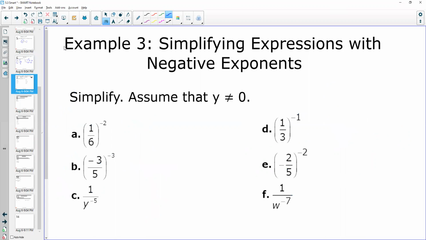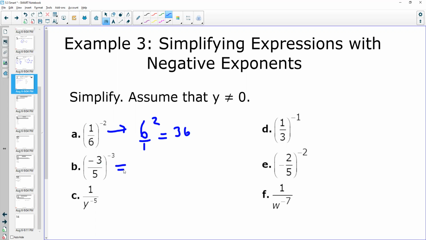So when things get a little more complicated and it's already in a fraction, what changes is how we flip, right? If the number's already in the denominator, then it flips to the numerator. So 1/6 to the negative 2, okay? becomes 6 over 1, technically, squared. That's the same as 36. All right.